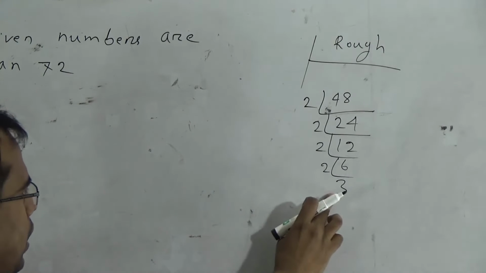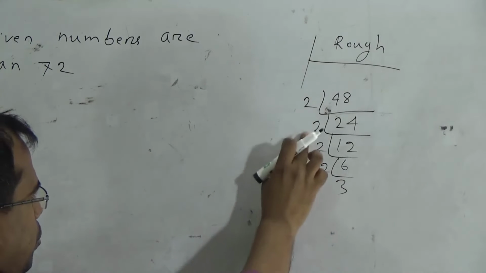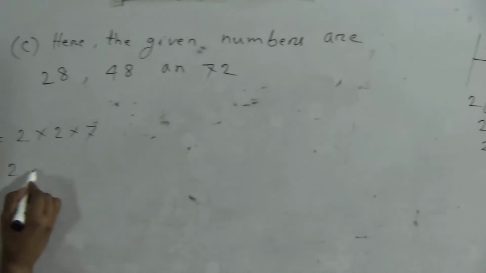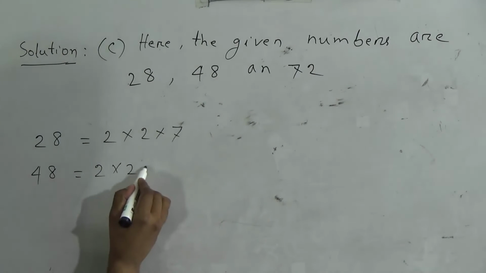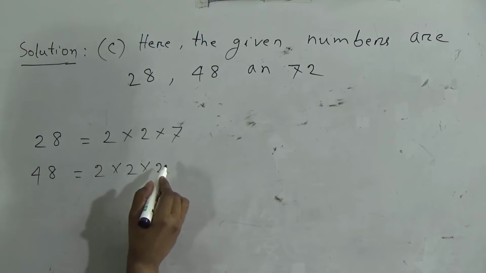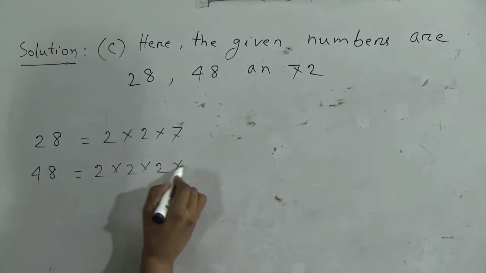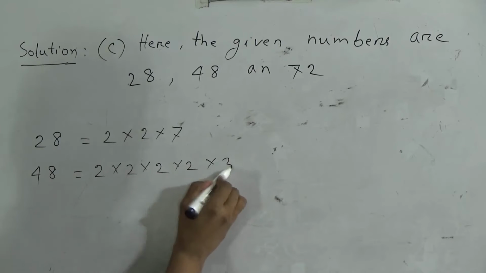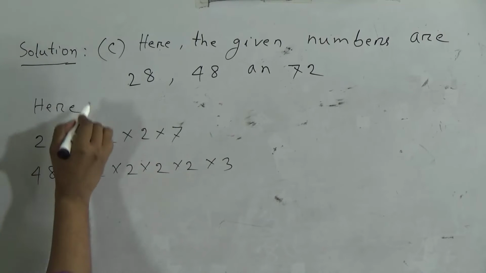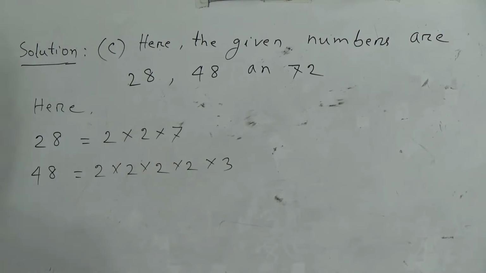If we multiply 2, 3, 2, 2, 2 and 2, then we can get 48. So we can write 48 is equal to 2 multiplication 2 multiplication 2 multiplication 2 and multiplication 3. Now we will find out the prime factors of 72.